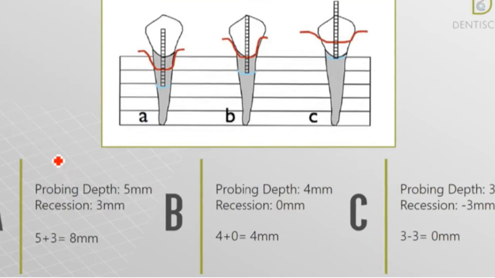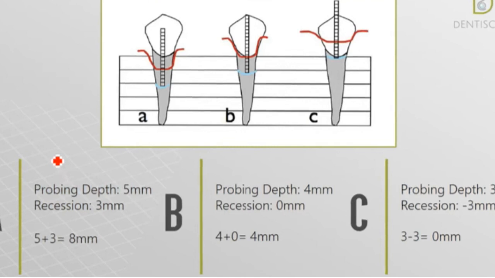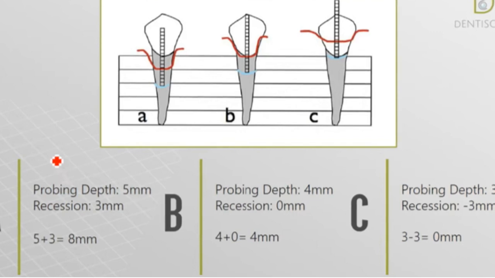Now, in case C, since we have a gingival overgrowth, we have a negative value for gingival recession, so it will be the opposite way around. It will be minus 3. So 3 minus 3 equals 0, so 0 clinical attachment loss.